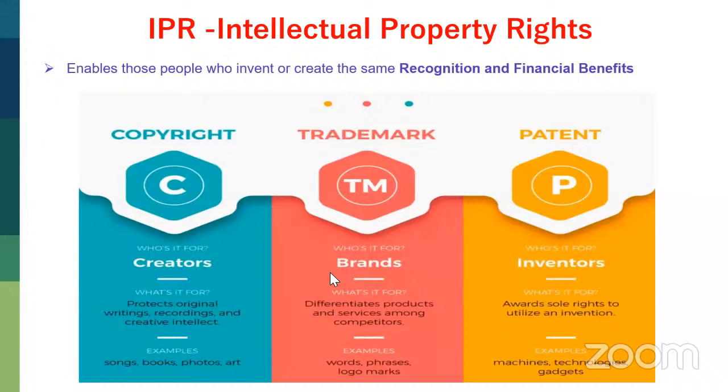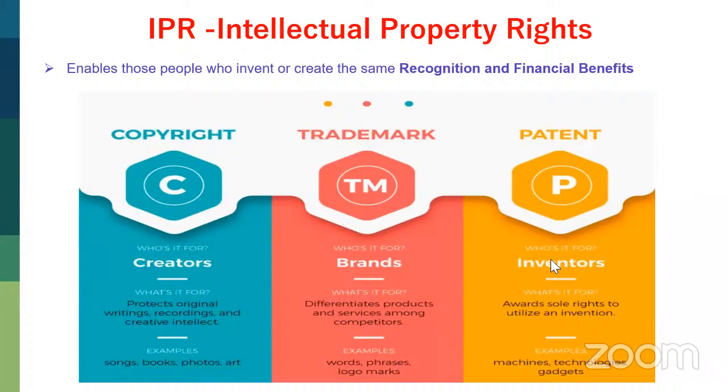Okay, so I said that intellectual property is a mind creation that should be protected by government law, and that is called intellectual property rights. Then, what are the classifications? Patent, trademarks, and copyright. Let us understand the difference between patent, trademark, and copyright, and what are all the things coming under patent, trademark, and copyright.